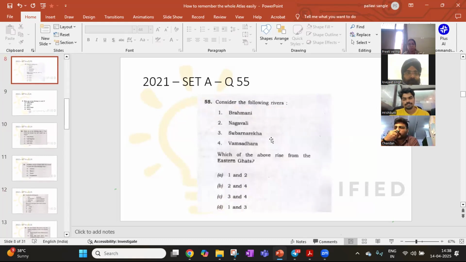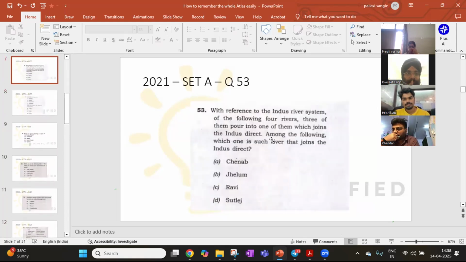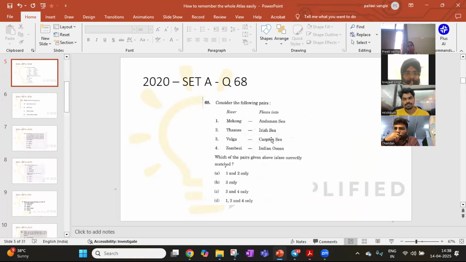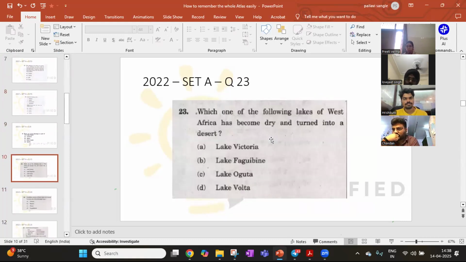Then we have the Brahmani, Nagavali, Subarnarekha, Vamsadhara question. Then definitely the Indus River system question. Then the Siachen Glacier question. I have just jotted down 2020, 21 and 22, 23, so about 3-4 years. But if you see 10 years, it will be much higher.